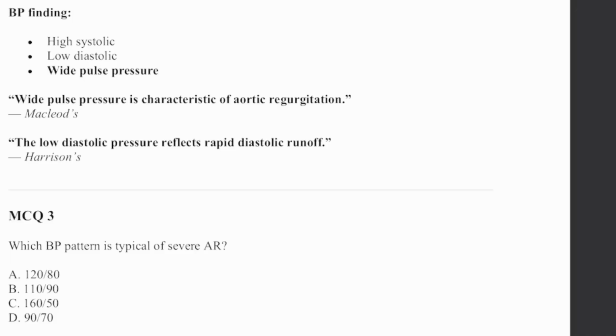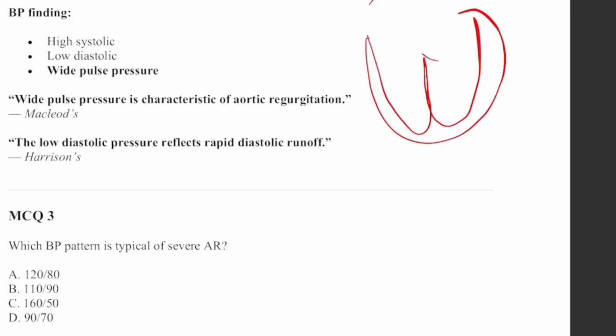Last time we discussed the pulse in various valvular lesions. So let us take first aortic regurgitation. In aortic regurgitation, what happens? Looking at the aorta, part of the blood which is ejected is coming back to the left ventricle.